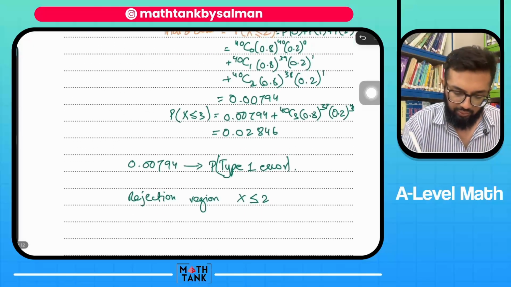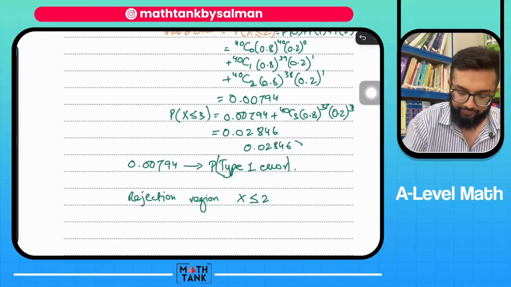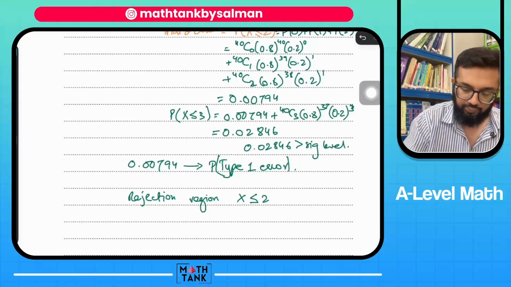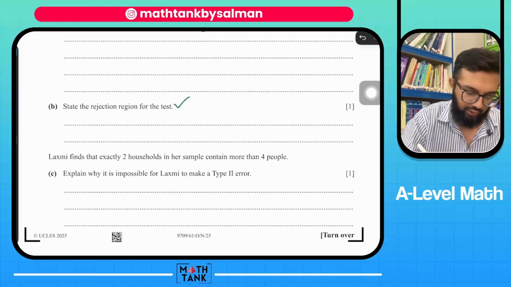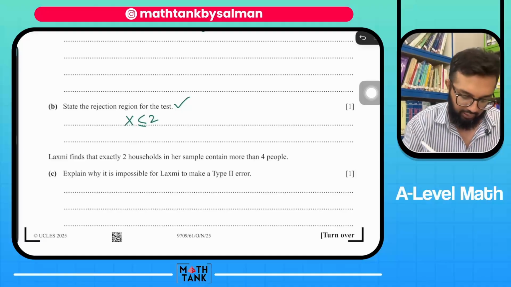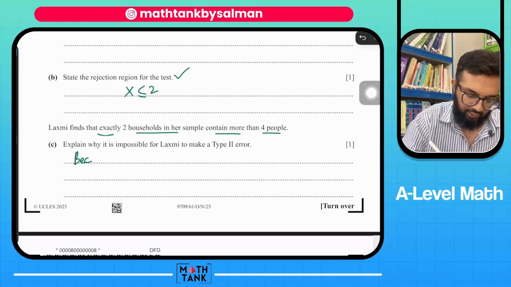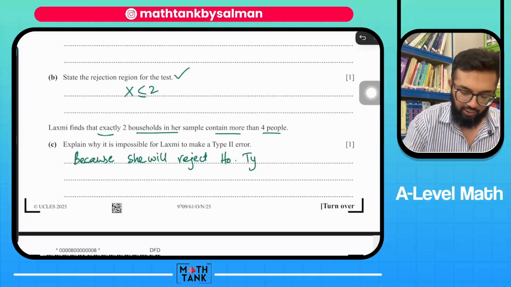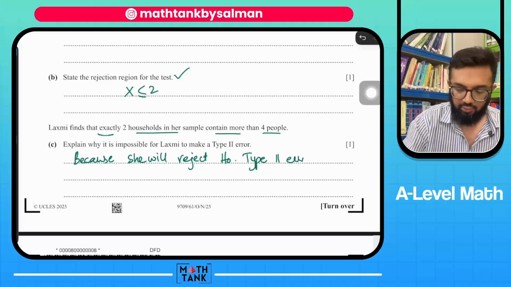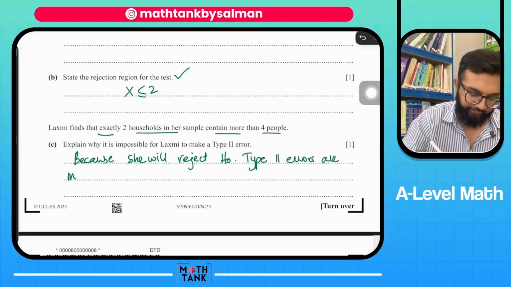Yep, that is correct. Although there's this mentioned here that if they've sort of shown this, this is also fine. State the rejection region: x is less than or equal to 2. Lakshmi finds that exactly 2 households in her sample contain more than 4 people. Okay, explain why it is impossible to make a Type 2 error. Because she will reject H naught. Type 2 errors are made when you fail to reject H naught.